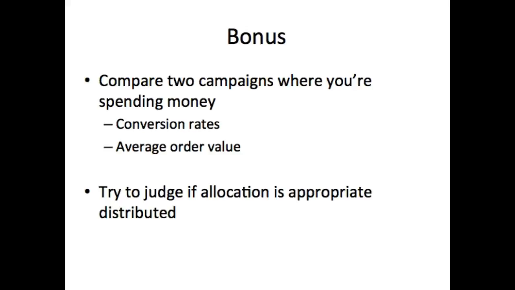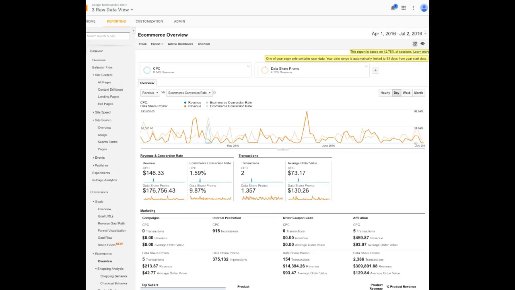If my average order value is low and I'm dumping a whole lot of money into it, I'm going to kill the campaign, because it's better for me to invest in a campaign that has a higher return on my investment. And so one thing I can do is compare two campaigns, as I said. So what I did was I created a custom segment for CPC and their data share promo. And again, you can pick whatever two campaigns you want.